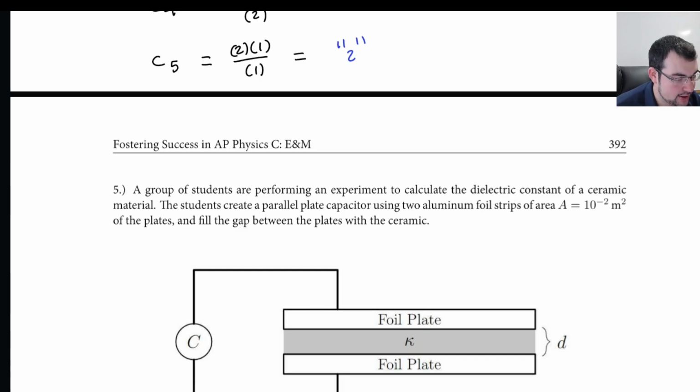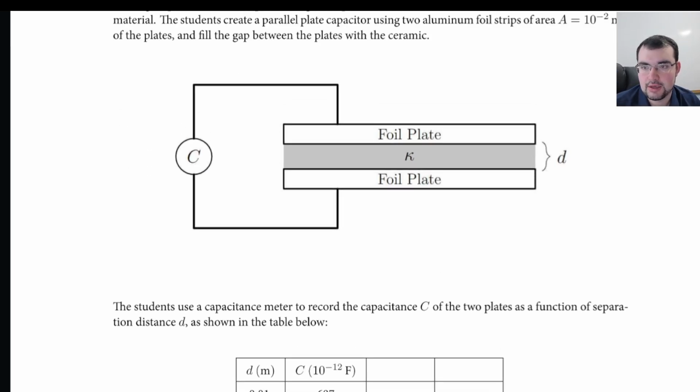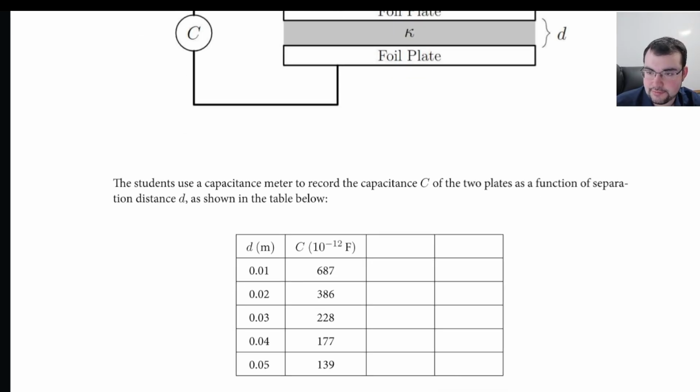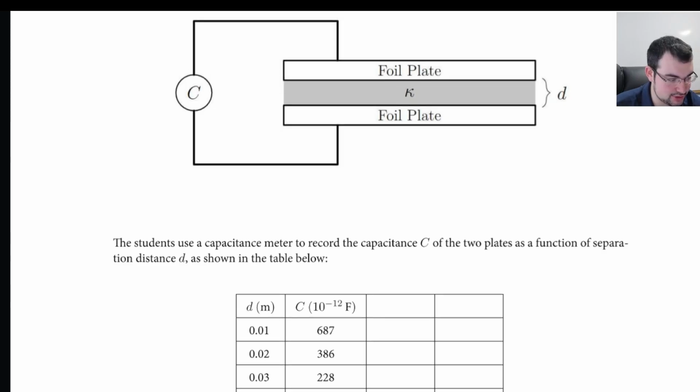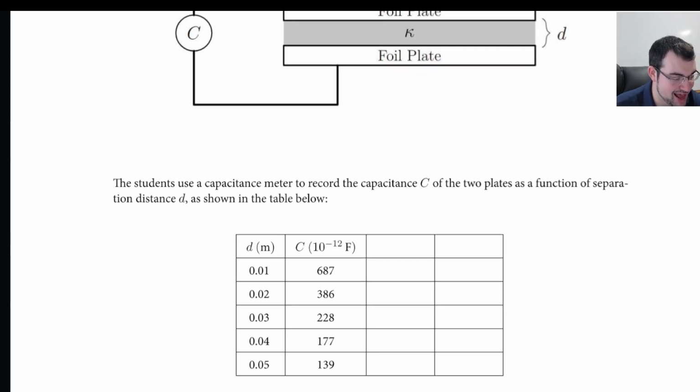All right. A group of students are performing an experiment to determine the dielectric constant of a material. This is a very classic lab to know how to do. We have 2 parallel conducting plates, and I'm just using foil. They have different amounts of this ceramic material between the plates. We change the plate separation, making sure it's fully filled with this dielectric each time, and we record the capacitance.